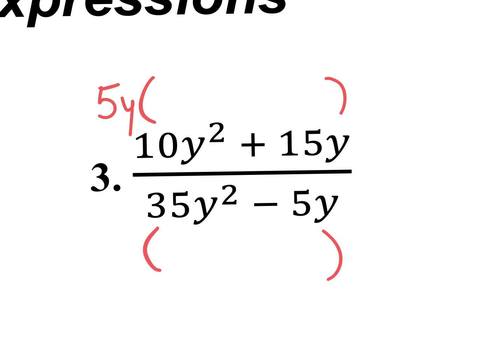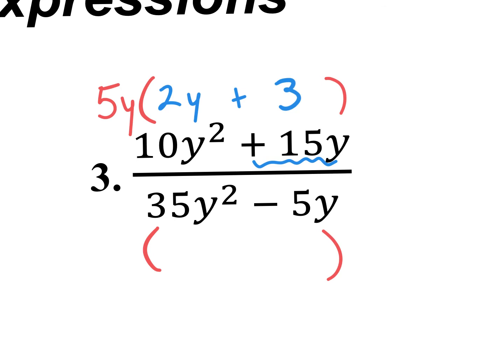So when you do this factoring of GCF, 5 times what gets you a 10? 5 times 2. And y times what will get you a y squared? A y. So you end up with a 2y right there. And over here, 5y times what will get you that positive 15y? That'll be a 3. So we have factored out a 5y. What do we have left over?